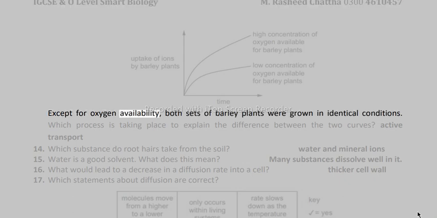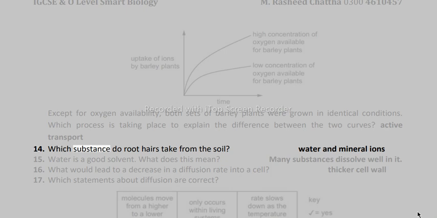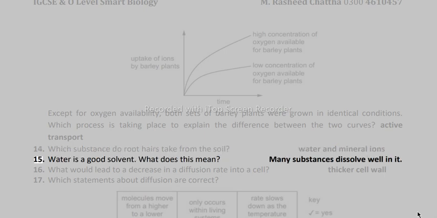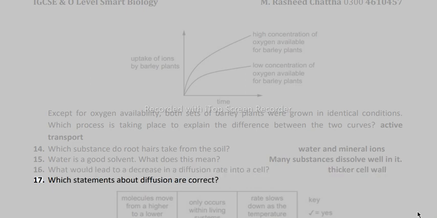Except for oxygen availability, both sets of barley plants were grown in identical conditions. Which process is taking place to explain the difference between the 2 curves? Active transport. 14. Which substance do root hairs take from the soil? Water and mineral ions. 15. Water is a good solvent. What does this mean? Many substances dissolve well in it. 16. What would lead to a decrease in a diffusion rate into a cell? Thicker cell wall. 17. Which statements about diffusion are correct?